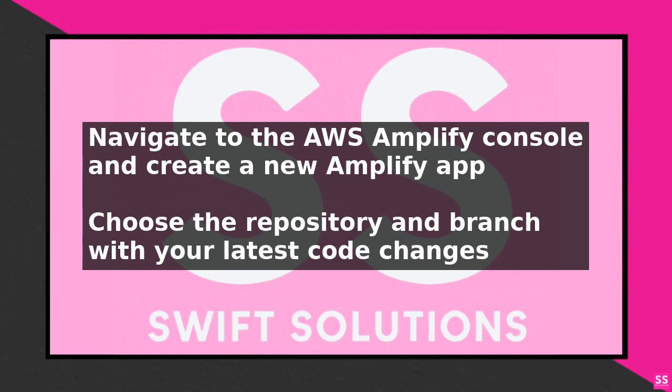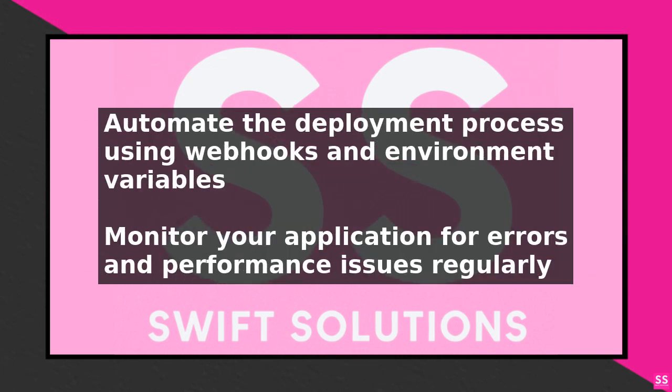Best practices for continuous deployment with AWS Amplify include automating as much of the process as possible, using environment variables to manage different deployment environments, and monitoring your application for errors and performance issues. By following these steps and best practices, you can set up a seamless continuous deployment pipeline with AWS Amplify and focus on developing and delivering high-quality applications.